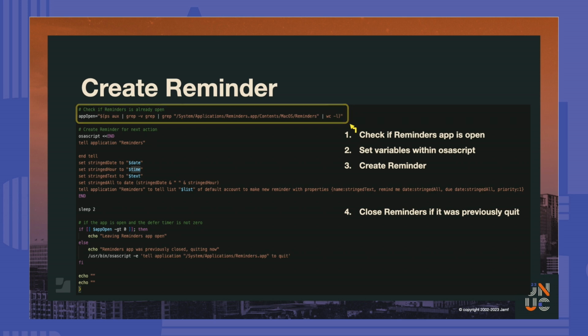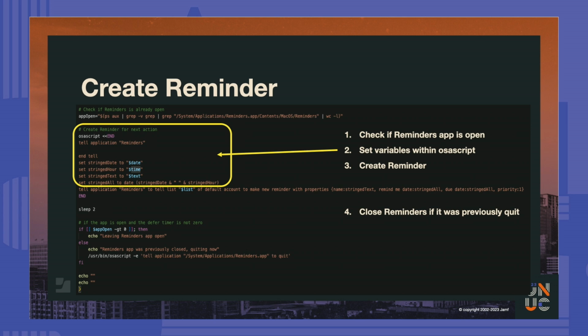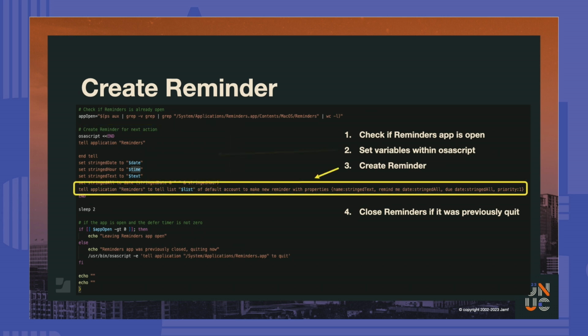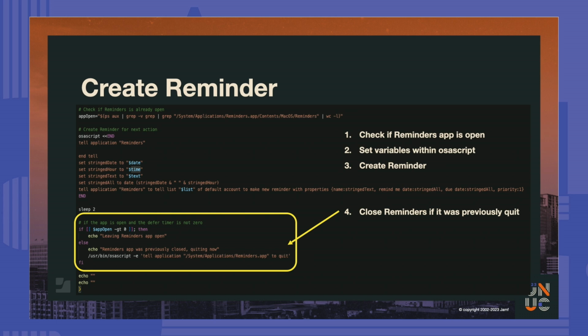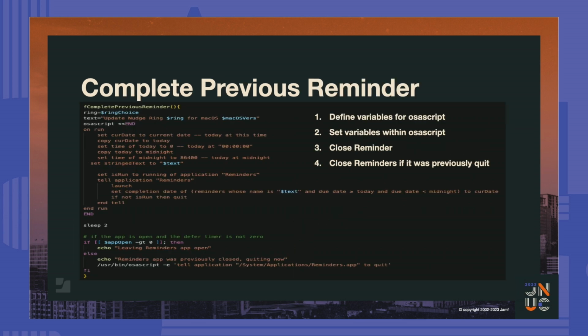This next chunk is just putting all together the date, the time, and the text that we did to say, hey, go ahead and tell the application Reminders to tell the list, macOS updates, to be at this time, this date, and this text. Then that next part is going to come down and just do some if-then statements. Was the app open based on what I checked before? If it was open, then I was probably using it for something, so go ahead and leave it open. But then if it was closed, just run a quick quit command because I didn't want it open. I don't need it in my dock anymore. So that's our creation process.